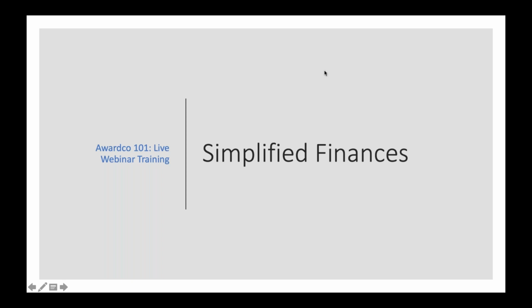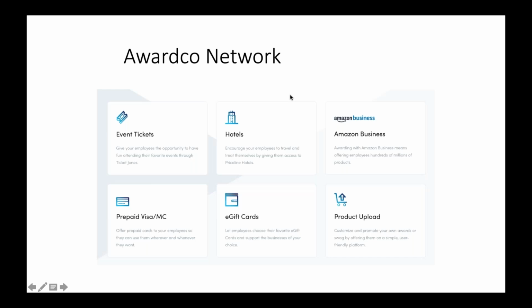Before I get into a demonstration of these new updates, I'd like to spend a few minutes with you reviewing our award networks and our product redemption payment methods. Many of you may know that our award network reaches beyond that of our valued Amazon business integration. You can also get event tickets, hotels, prepaid visas, e-gift cards, and more.